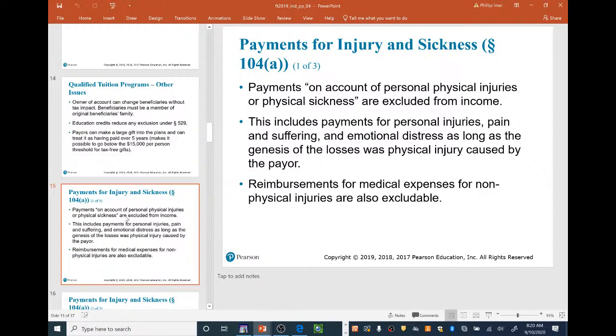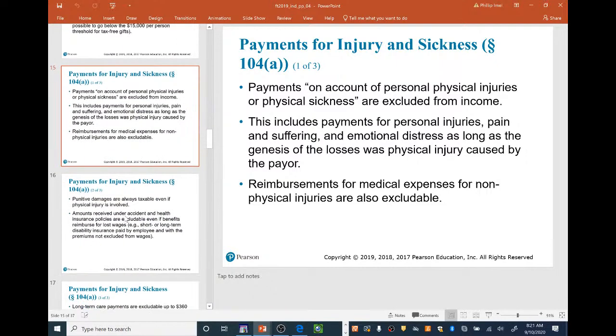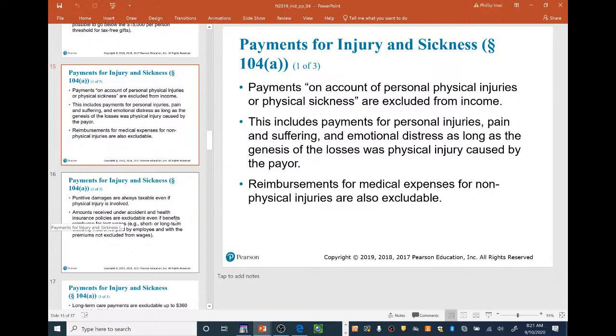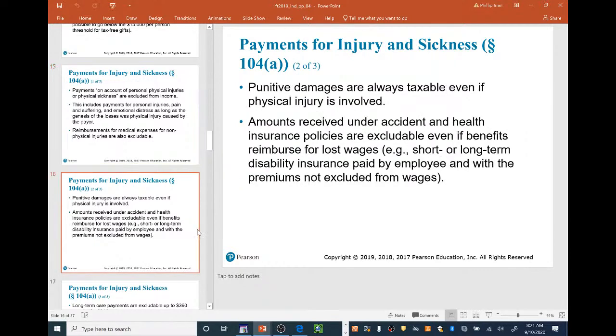Now, payments under a disability income policy are non-taxable if the policy was purchased by the taxpayer. They are going to be fully taxable if the policy is purchased by the taxpayer's employer. Now, any reimbursed medical expenses cannot be deducted as an itemized deduction, okay? Here it says punitive damages are always taxable even if physical injury is involved. So just remember, punitive damages are always subject to tax.